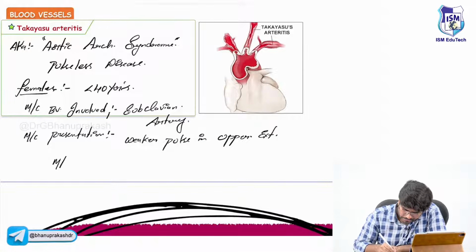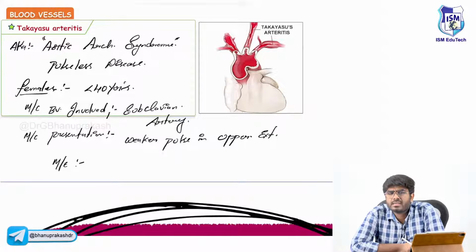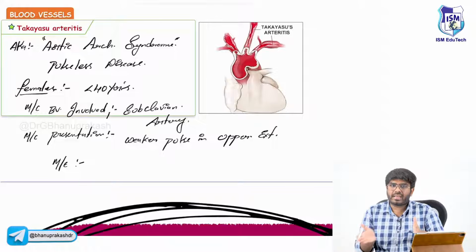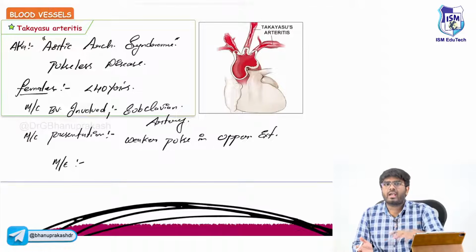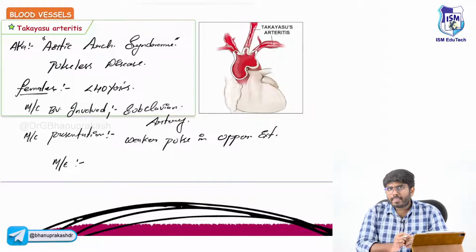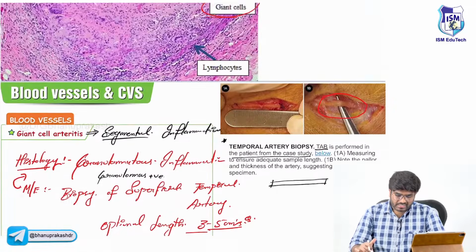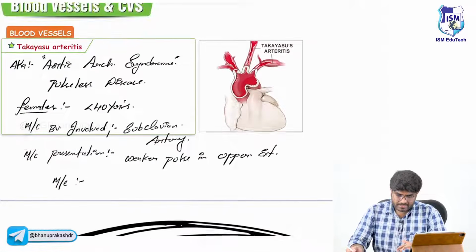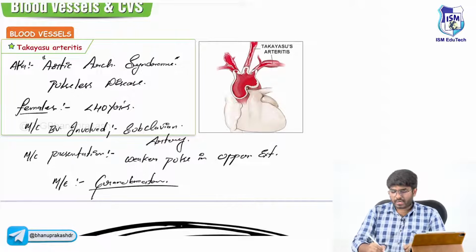Now, on microscopic examination, what will you see? Sir, is it a granulomatous vasculitis or a non-granulomatous vasculitis? You know, in the inflammation topic, we have discussed there are two types of inflammation: granulomatous inflammation and non-granulomatous inflammation. If there is presence of granulomas, then it is called granulomatous inflammation. Now tell me, sir, the temporal or giant cell arteritis, yes, it is a granulomatous vasculitis. Now what about Takayasu? It is also granulomatous vasculitis.